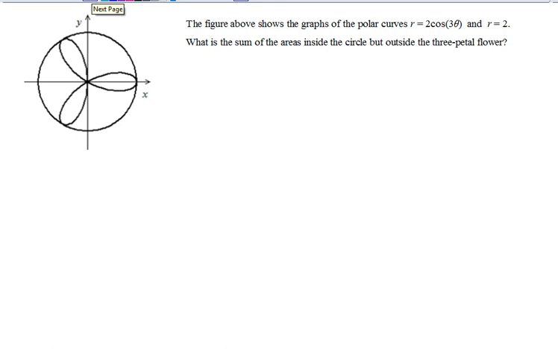All right, so this first one says the figure above shows the graphs of the polar curves r equals 2 cosine 3 theta and r equals 2. What is the sum of the areas inside the circle but outside the 3-petal flower? So if they're inside the circle but outside the 3-petal flower, we're talking about these areas right here, and the sum of all of these. So I'll just shade in what we're finding the area of.